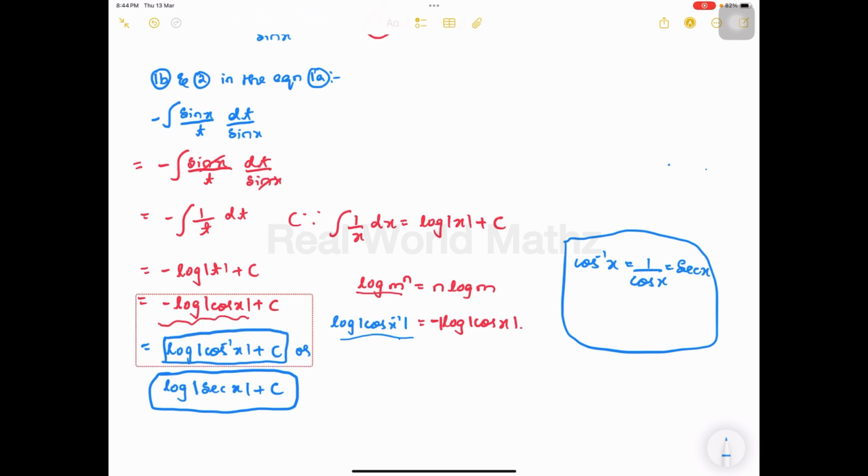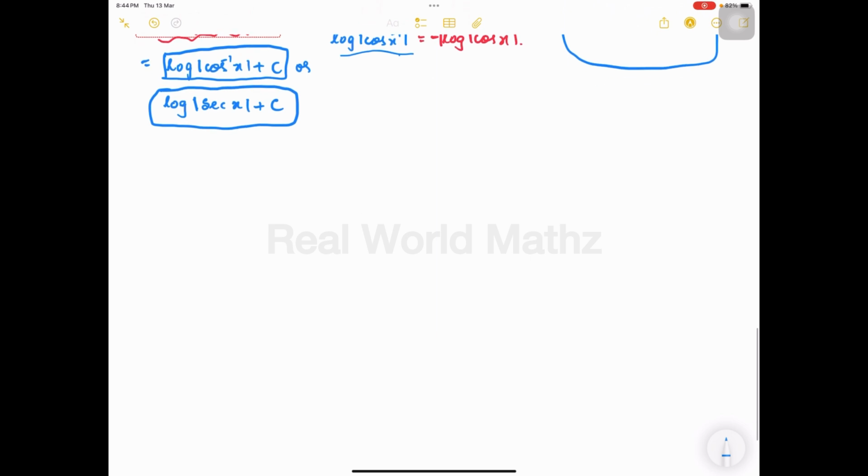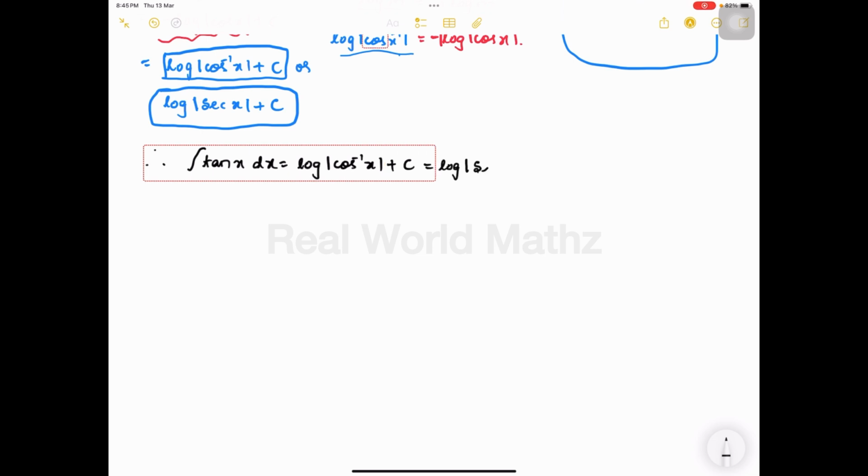So let me write it as a conclusion. What have we learned today? We have learned that the integral of tan x dx is equal to log mod of cos inverse x plus c, which can also be written as log mod secant x plus c. Why secant x? Because cos inverse x is nothing but 1 by cos x, which is also called secant x. So this is our today's learning.